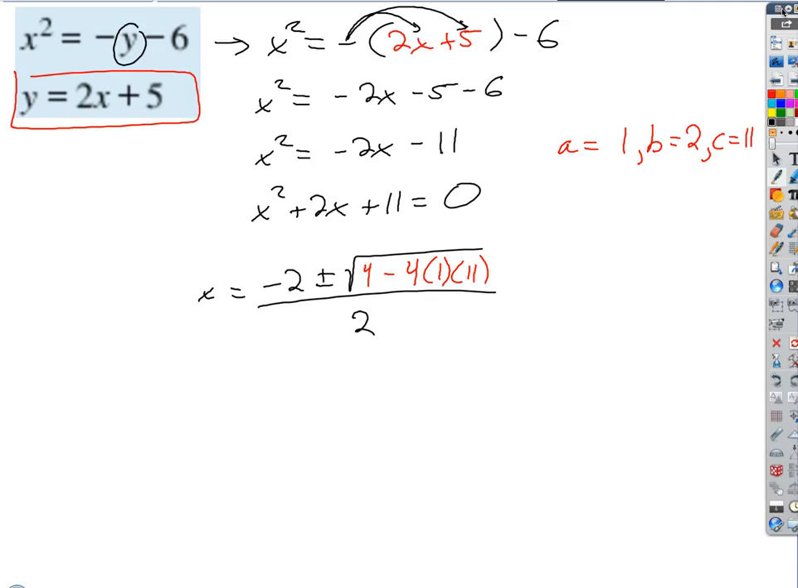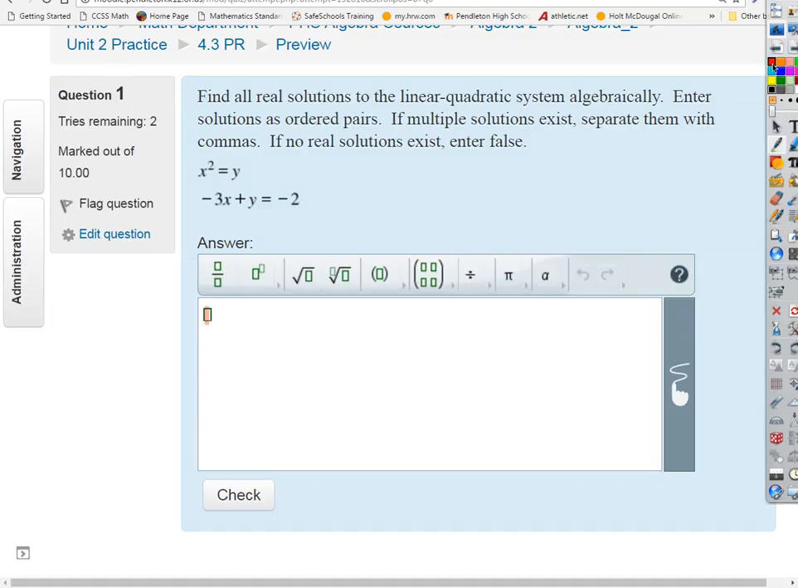When I saw this quadratic equation, the first thing I always do is ask myself, what's b squared minus 4ac going to be? I can see right away that 2 squared is only 4, minus 4 times 1 times 11 is going to be 4 minus a big number. It's going to be negative, right? And so that means, what am I going to input for my answer? False. There aren't any real solutions, so I just type in false, and I'm done. Make sense? So this parabola never intersects the line, right?